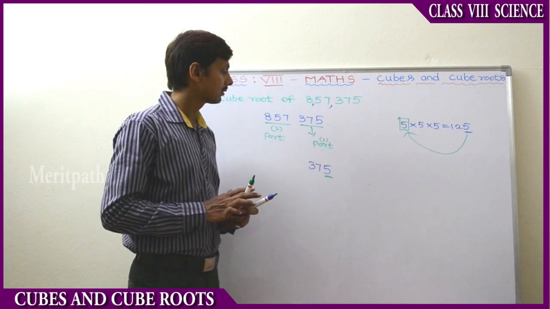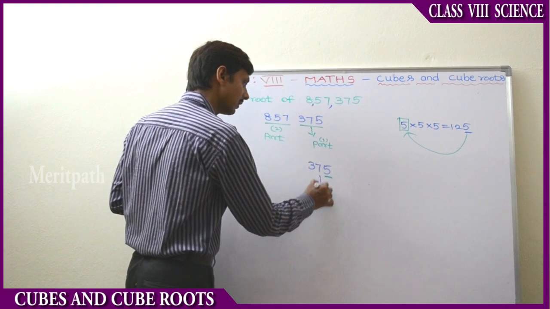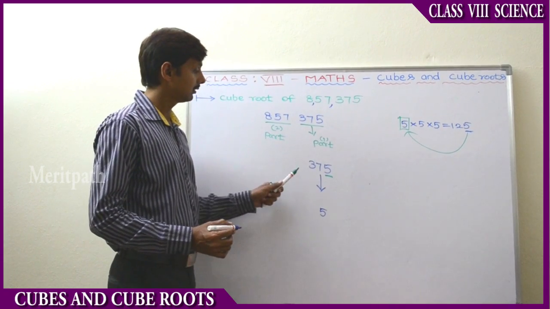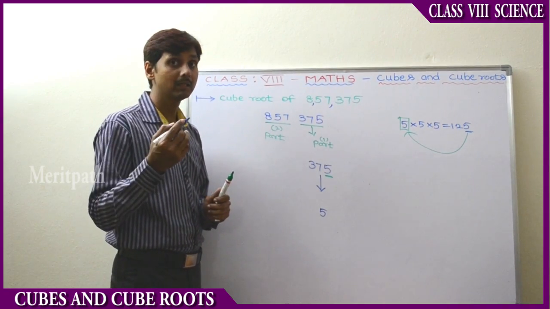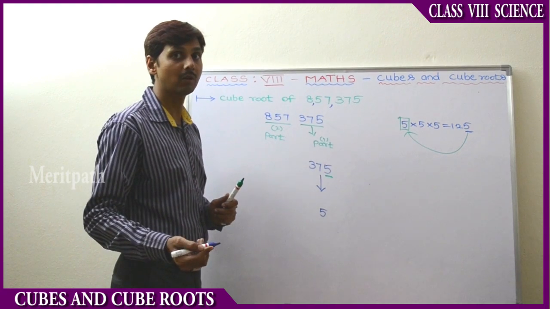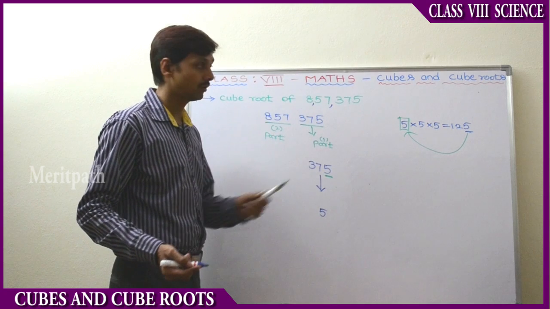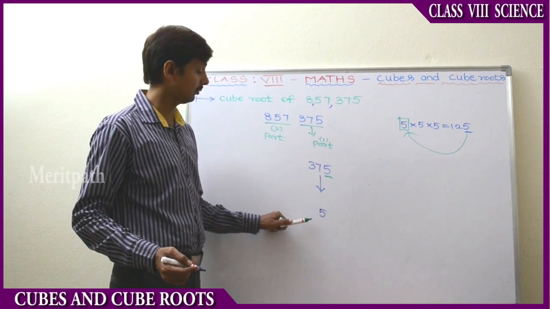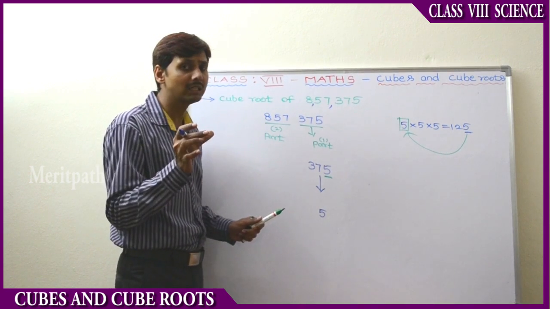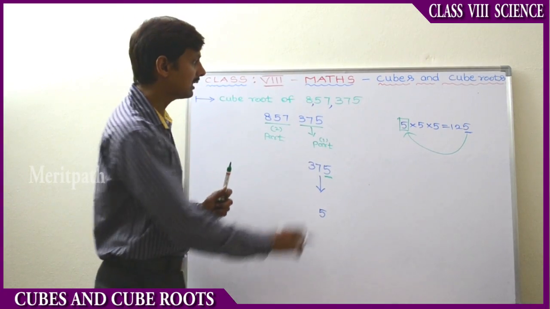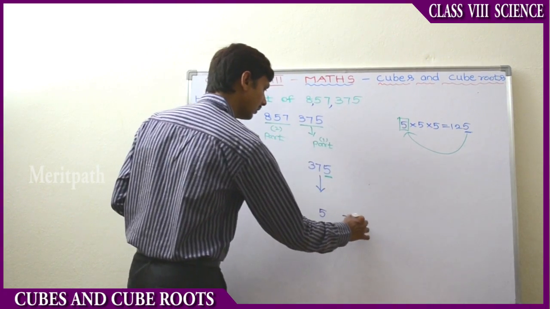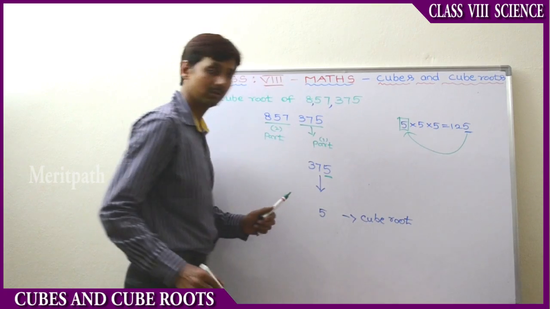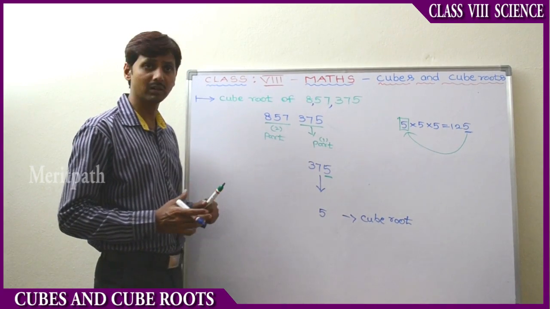So what happens? In this place, it must be 5, because when we multiply 5 into 5 into 5, we get the cube of that number. So in this case the cube root must be 5. So for one part, we found the cube root, and this is a cube number. So let's find out for the other part also.